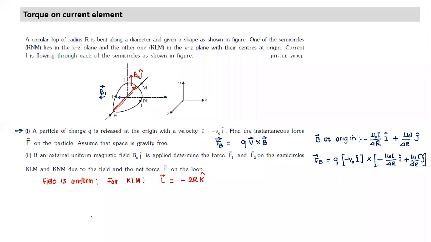That's the L vector. So if I have to write the force, either I can use the right-hand thumb rule or I can use the formula. The force will be equal to I into L cross B vector. What is I here? I, and L is equal to minus 2R k cap, and B vector is given as B naught j cap. And how about the force on the second? This is for KLM. What about the KNM part?